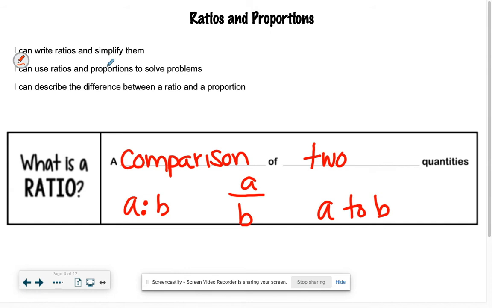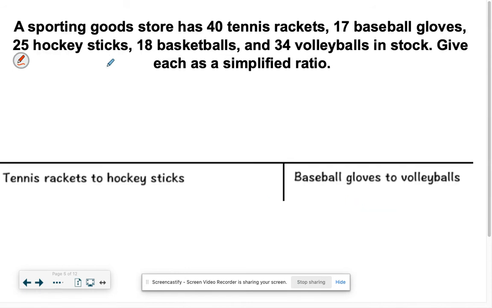So this next example is pretty straightforward. We have a sporting goods store and it has 40 tennis rackets, 17 baseball gloves, 25 hockey sticks, 18 basketballs, and 34 volleyballs in stock. Give each as a simplified ratio. So they want us to figure out how many tennis rackets to hockey sticks we have. Well, how many tennis rackets do we have? 40. And I prefer to write mine as a fraction so I remember to reduce, but you guys can pick your own way out of those three.